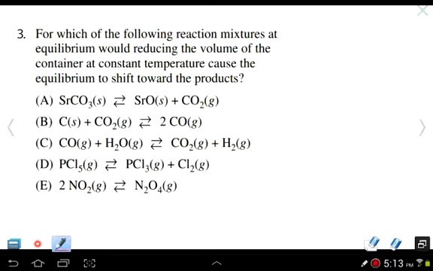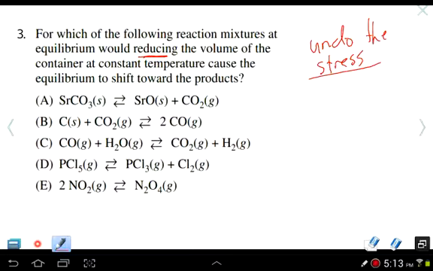How about something next? It says, for which of the following reaction mixtures at equilibrium would reducing the volume of the container at constant temperature cause the equilibrium to shift toward the products? Now, if you recall, this is where we can adjust the equilibrium by putting some sort of stress on the system. And the idea was whatever stress we put on the system, it tries to undo the stress. In other words, if we increase the pressure, the system tries to reduce the pressure.